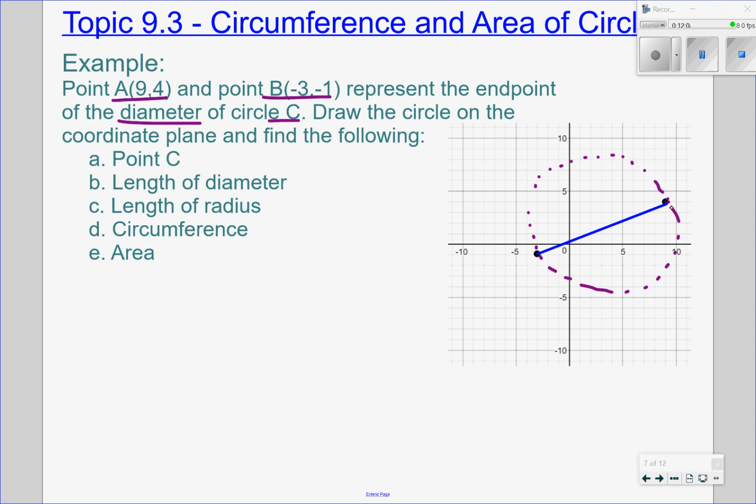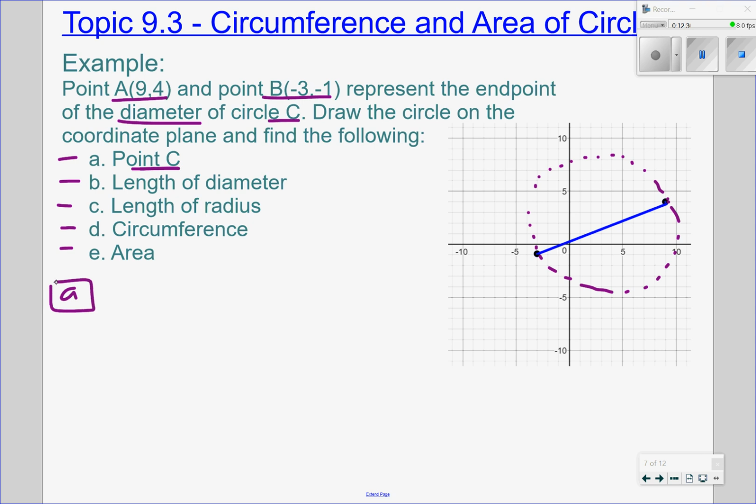So we're going to go ahead and find all of these parts here. So A, B, C, D, and E. For point C, we know has to be located in the center of this diameter. So if you call back to the deep dark days of August or the beginning of the school year, we used a formula called the midpoint formula. The center point of that circle is also going to be the center point of the diameter.